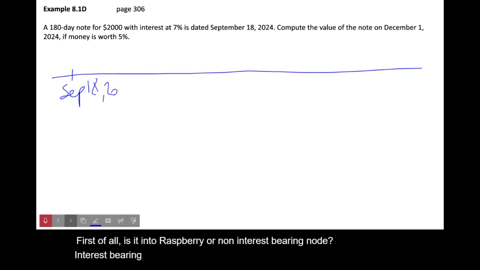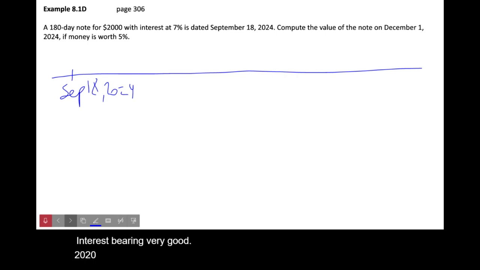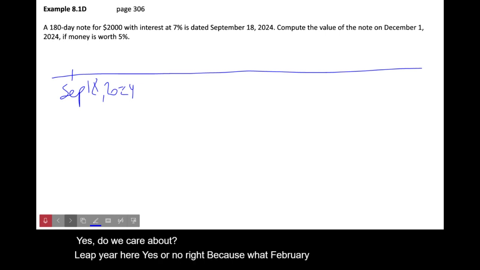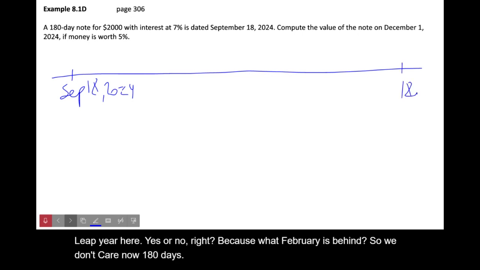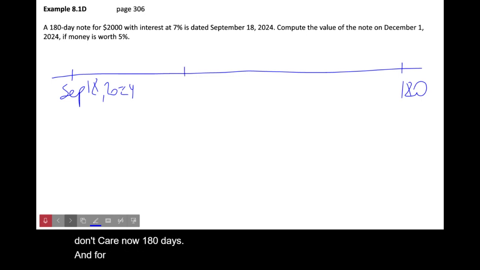Interest-bearing, very good. 2024. So is 2024 a leap year? Yes. Do we care about leap year here? Yes or no? No, right? Because February is behind, so we don't care. Now, 180 days, and for sure, December 1 is prior to that date, 280 days, right?